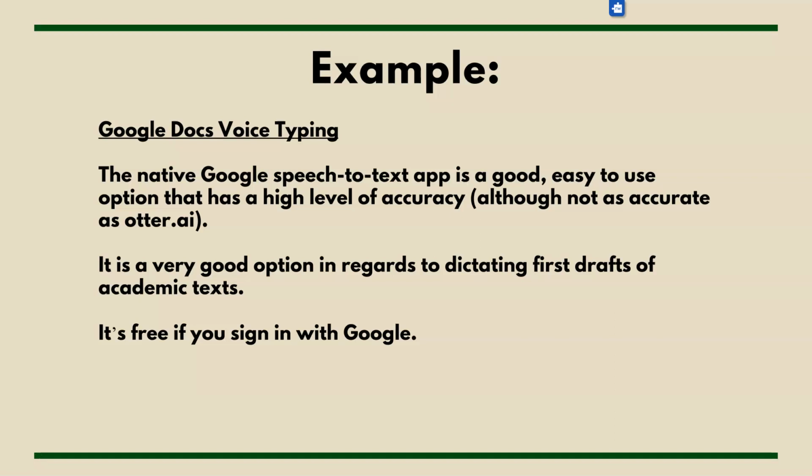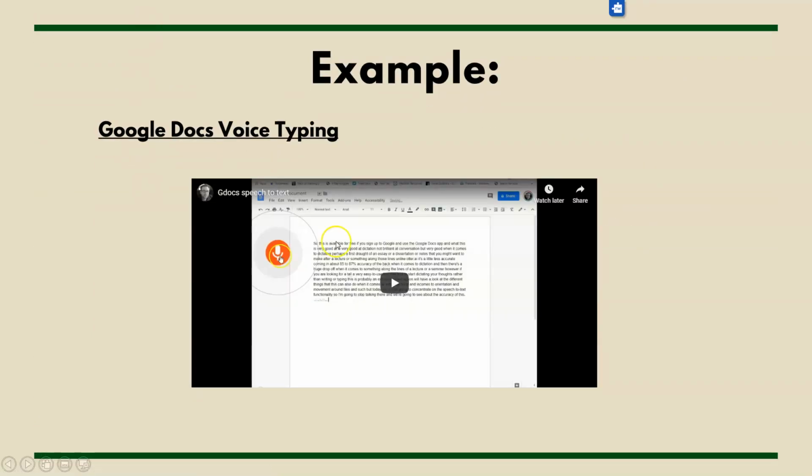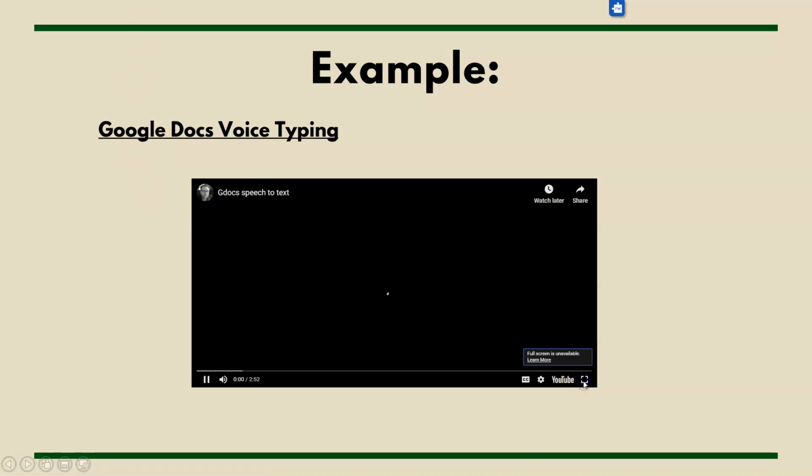It's an easy to use option that has a high level of accuracy, although to be honest it's not as accurate as Otter AI. It's a very good option in regards to dictating first drafts of academic texts. I like it a lot, and it's free to sign in if you have a Google sign-in. It's available on any Google Docs in the Tools section, and if we have a look at the example here, I'm just going to play the example so you can have a look, and I'll show you exactly what we mean.